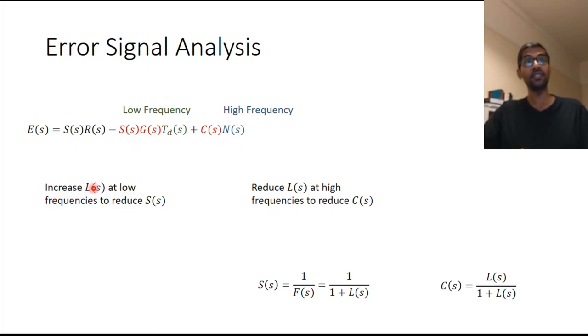So we increase L(s) at low frequencies to reduce S, and we reduce L at high frequencies to reduce C. So we can choose a controller which results in a high loop gain at low frequencies and low loop gain at high frequencies, and that would reduce the effects of the noise and the disturbance both together. And basically we can do that because noise and disturbance are at two different frequency bands.